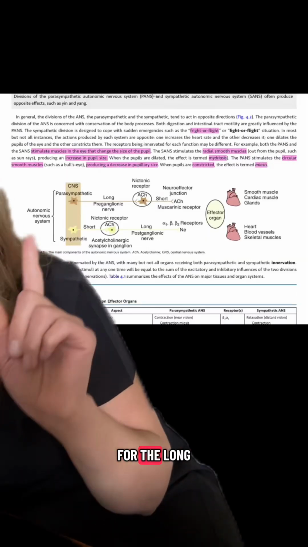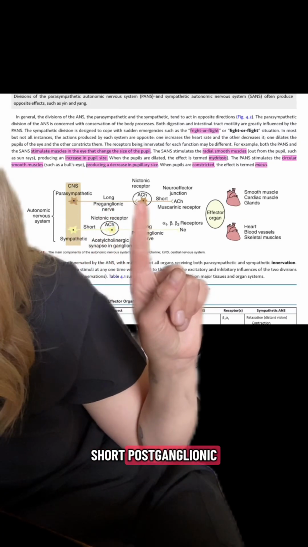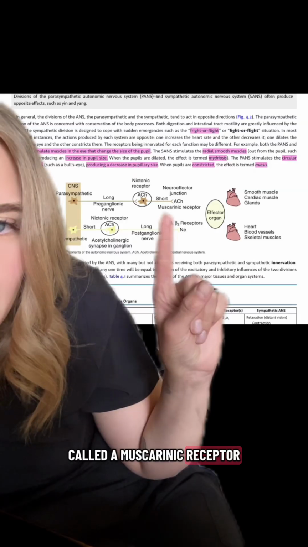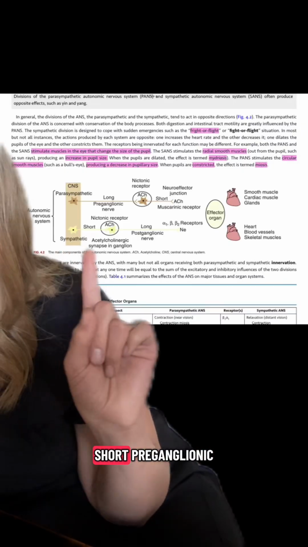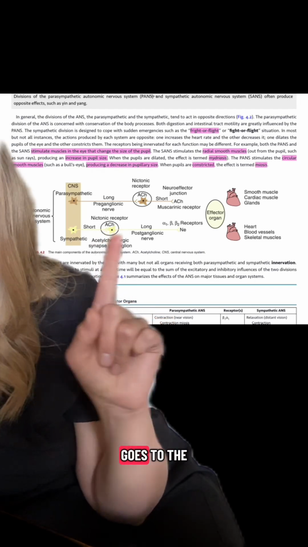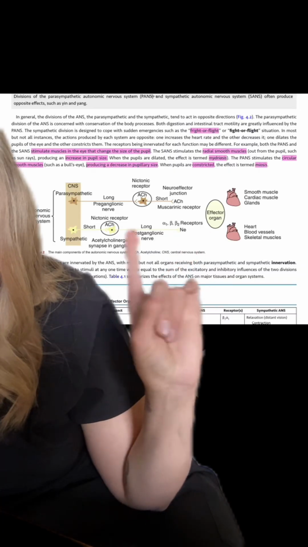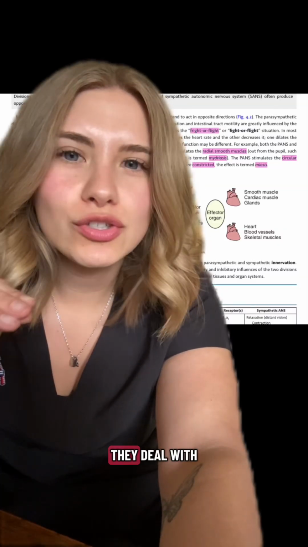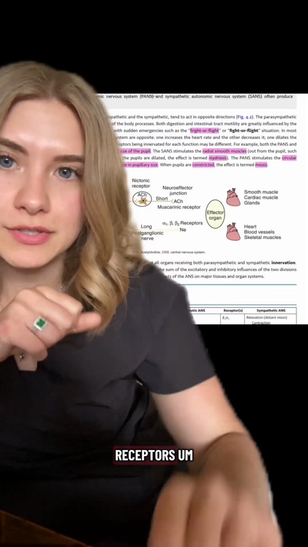Like I said, for the long and short, parasympathetic has a long preganglionic and then a short postganglionic, which is also called a muscarinic receptor, and that goes to the effector organ. Then sympathetic has short preganglionic, that's acetylcholine, and then it goes to the postganglionic nerve and has the norepinephrine. Those are the adrenergic. They deal with the alpha and beta receptors.